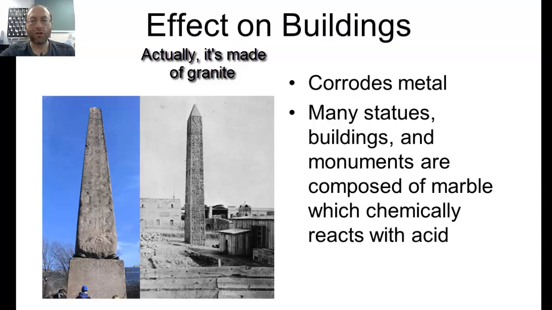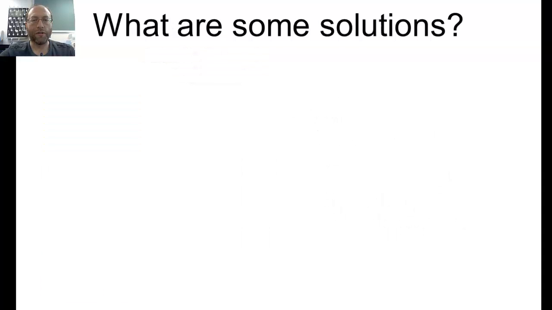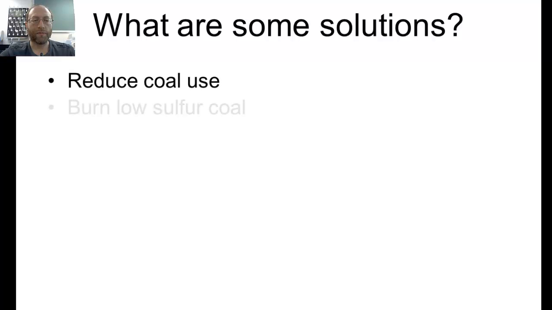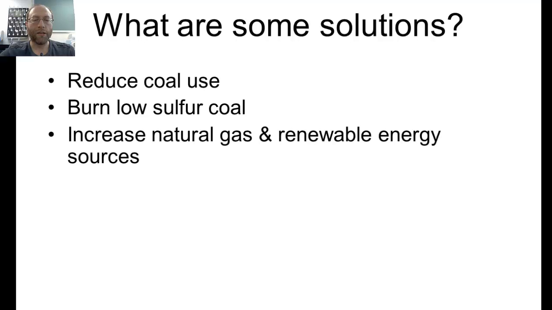Marble and limestones are especially vulnerable because they react chemically with the acid. Now, what are some solutions? One is to reduce coal use. Another is to burn low sulfur coal. We can also increase natural gas and renewable energy sources. Natural gas is far less polluting and also doesn't have any sulfur. A lot of renewable energy sources don't put any of these pollutants into the air.